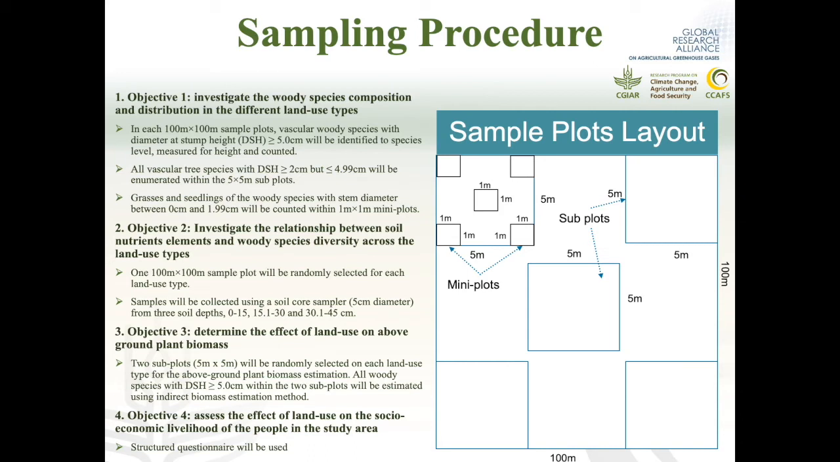Objective 3. 2 subplots will be randomly selected at each of the land use type for the above ground plant biomass estimation. All woody species with diameter at stump height greater than or equal to 5 cm within the 2 subplots will be estimated using indirect biomass estimation. Questionnaire will be administered in the case of objective 4.